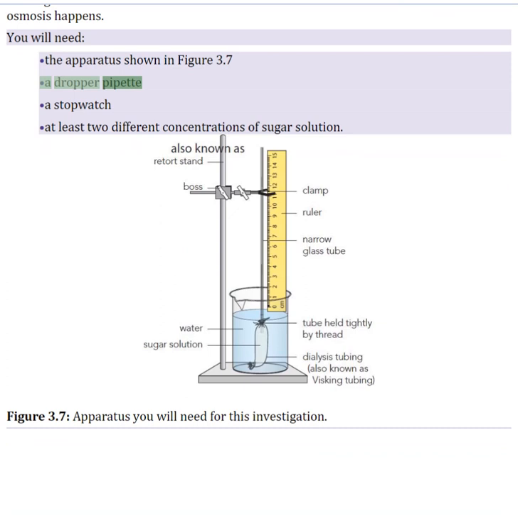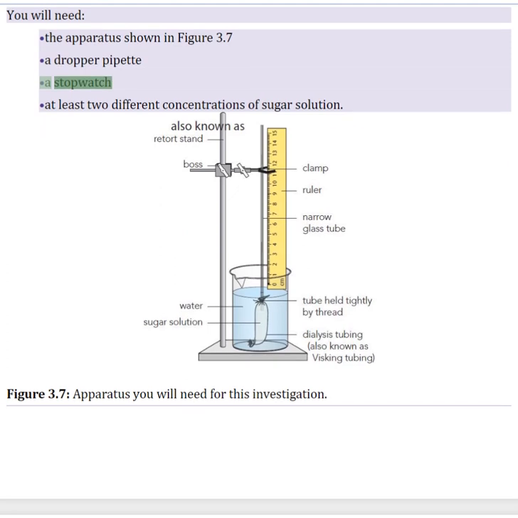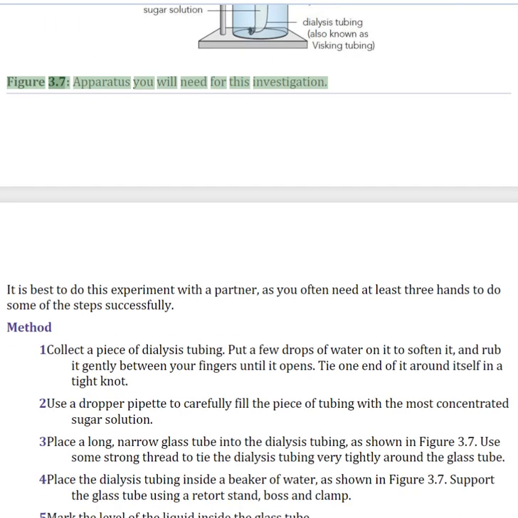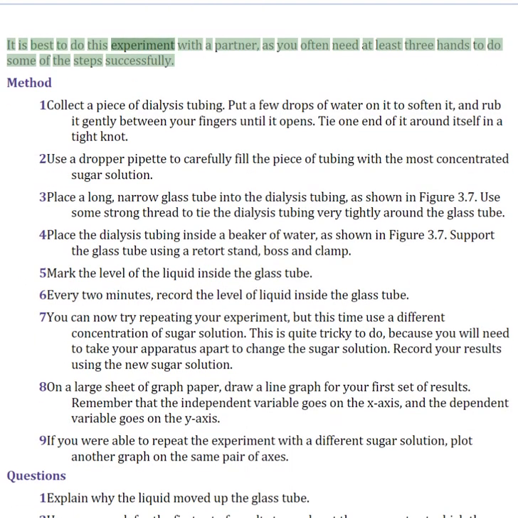A dropper pipette. A stopwatch. At least 2 different concentrations of sugar solution. Figure 3.7. Apparatus you will need for this investigation. It is best to do this experiment with a partner, as you often need at least 3 hands to do some of the steps successfully.